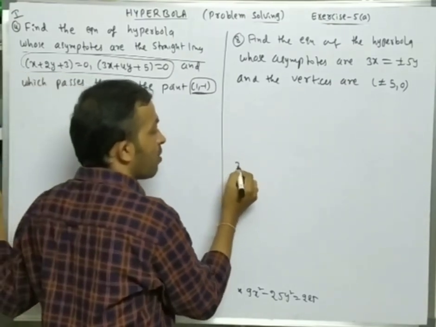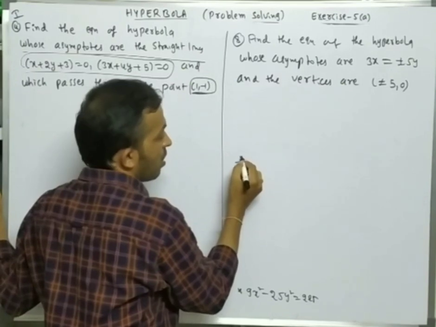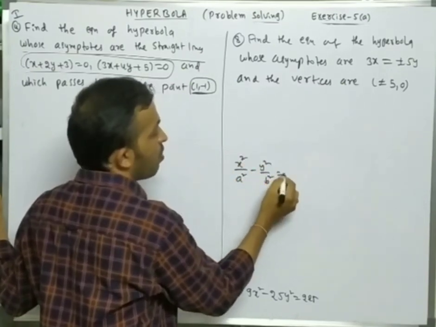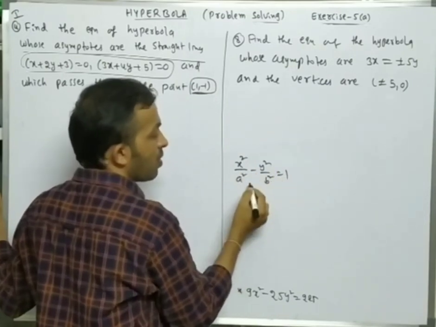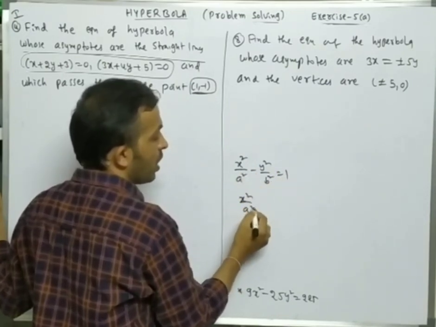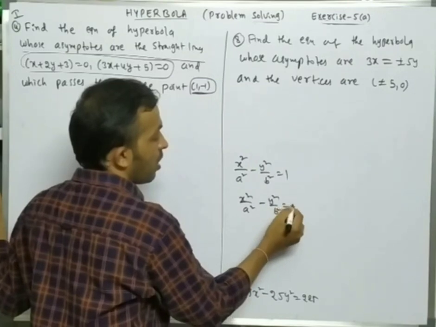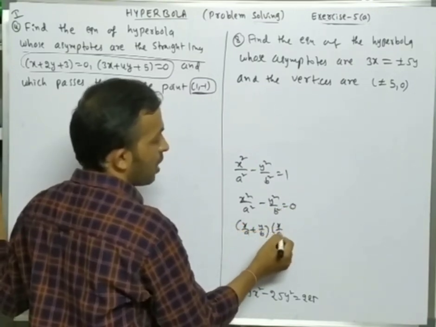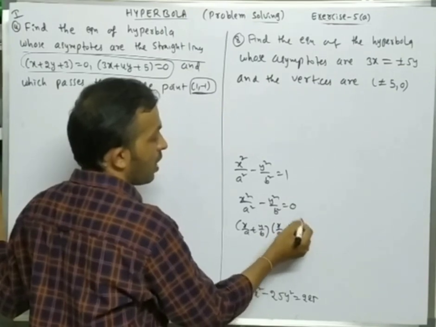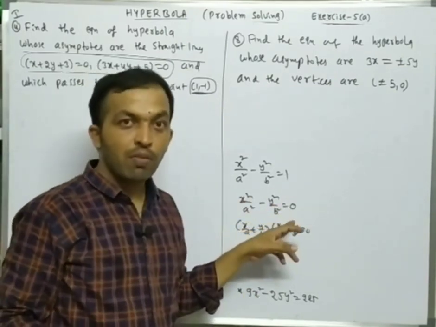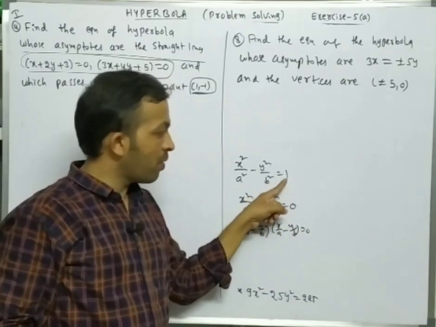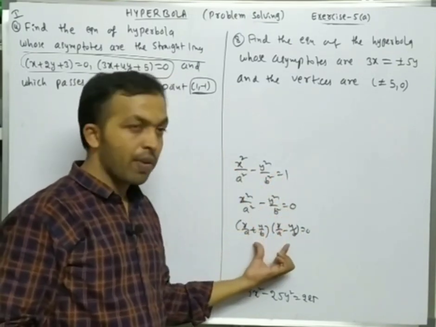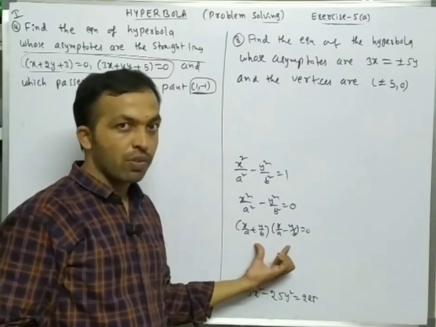So, what is the process to find asymptotes? This is the equation of the hyperbola, and we should equate the equation to 0. So here (x/a + y/b)(x/a - y/b) = 0, right? To find the equations of the asymptotes, we should equate the given hyperbola to 0, then we will get two straight lines. This is the logic, right?